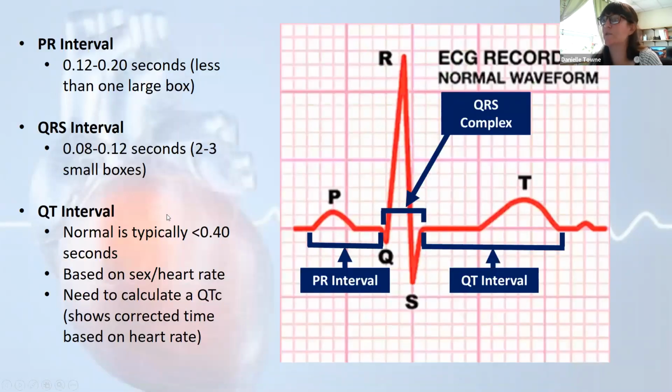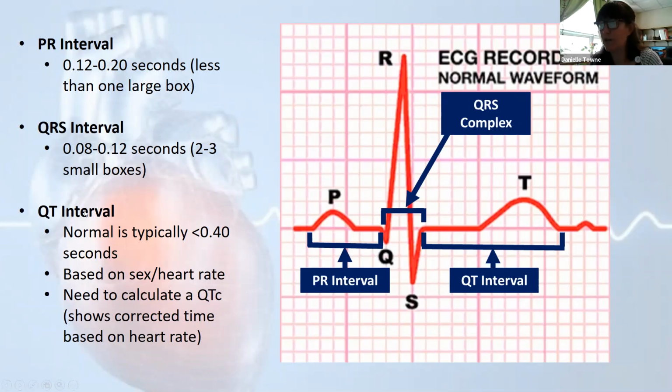All right, so what's considered normal? So we have a PR interval, normal is 0.12 to 0.2 seconds, so typically less than one of those large boxes. QRS interval normal is 0.08 to 0.12 seconds, which is about 2 to 3 small boxes. And the QT interval is typically less than 0.4 seconds, but again, we would want to calculate a QTc to see if the relationship is appropriate for that situation and not necessarily just the number. All of the other ones, though, the numbers are very important.